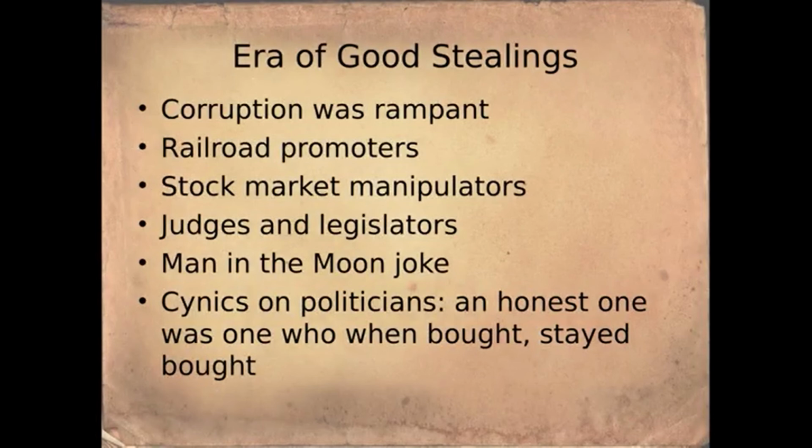Because corruption is rampant. Railroad promoters are going to promise and then not deliver on things. They're going to say, oh, we're going to build all these railroads. And then the government gives them a bunch of money, and they're like, we don't feel like building railroads. Pretty much. They're not going to deliver. They're not going to pay back the loans. Same thing with the stock market manipulators. They're going to do everything that they can to turn a quick profit. Very unregulated stock market at the time. And there's going to be long-term consequences.